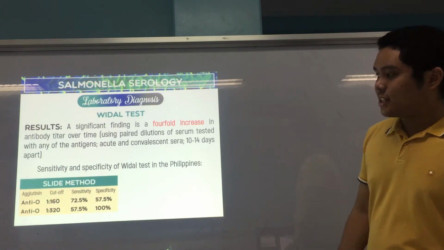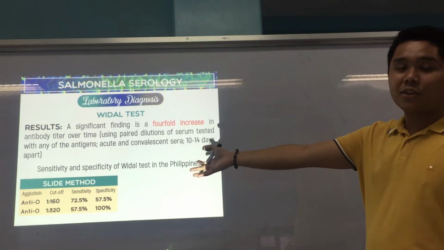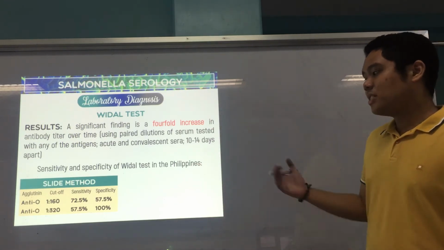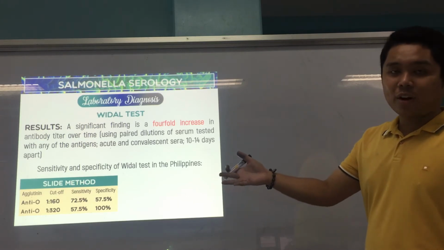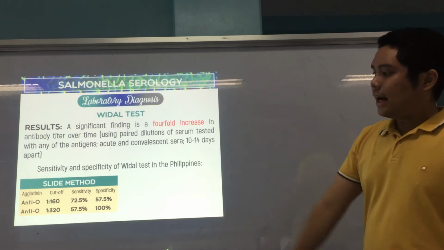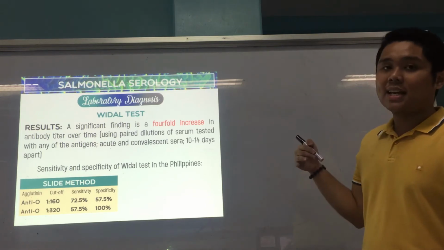So sensitivity and specificity of Widal test in the Philippines. If your agglutination is anti-O and your cutoff titer is 1:160, the sensitivity is about 72.5% and specificity is 57.5. And if you increase it at 1:320, 2 folds pa rin, sensitivity decreases, specificity increases.